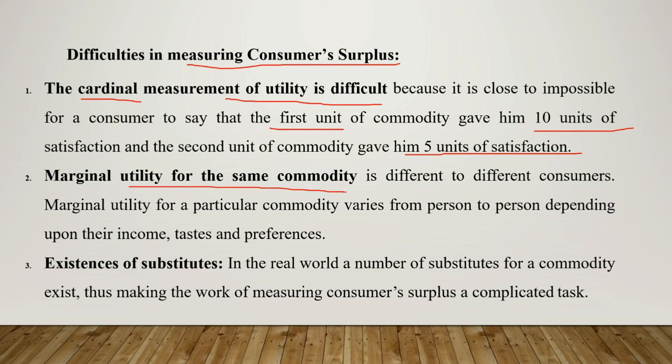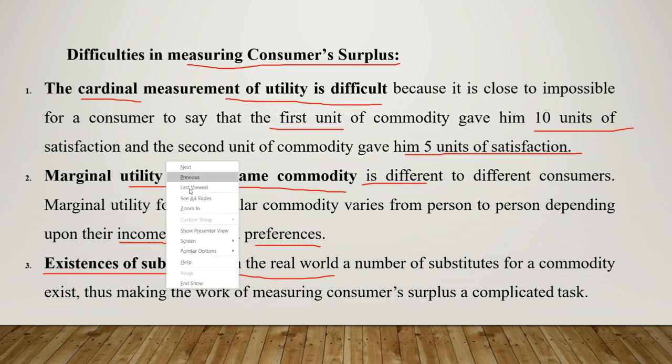Marginal utility for the same commodity is different, because marginal utility changes from person to person or consumer to consumer, depending upon their incomes, tastes, habits, preferences, etc. Existence of substitutes: the assumption of consumer surplus is that there is no existence of substitutes, but that is impossible. In the real world, so many substitutes are there. It leads to difficulty in measuring consumer surplus.